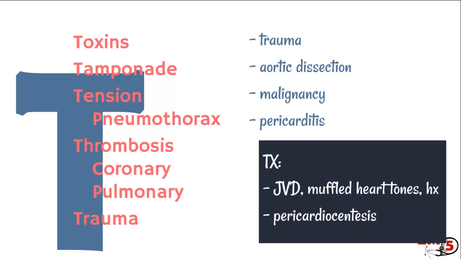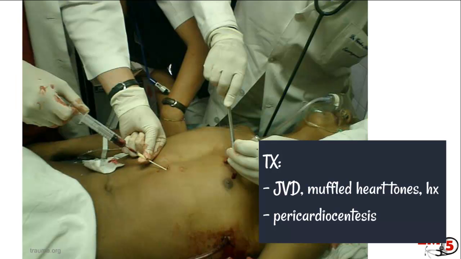Tamponade is usually from trauma, so it's cardiac tamponade. Other things can be an aortic dissection. Malignancy and pericarditis may not be as common to collect as quickly, but obviously if you have that on history, definitely put that on your list. Things to look out for here are JVD, muffled heart tones, like I said, a good history. And then our treatment here is basically pericardiocentesis. This is one of those things on the H's and T's where there is really something you can do to help this patient out, and that's the pericardiocentesis.